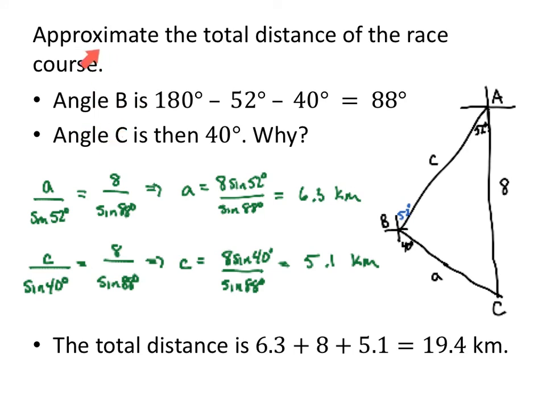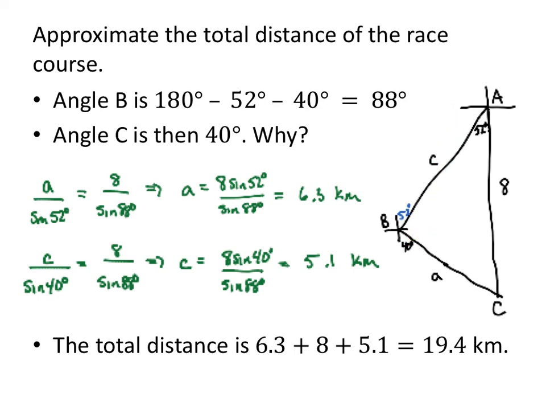Now, to approximate the total distance. I know angle A is 52 degrees because that's where I started from. Nice little reference point. If I have two parallel lines, my north-south lines, cut by a transversal, and that's the race course, then alternate interior angles are equal. Therefore, this angle is also 52 degrees. I know this angle is 40 degrees. There's a full 180 degrees here, so I'm going to take 180, subtract the 52 from the alternate interior angles, subtract the 40 from the given information, and I know angle B is 88 degrees.